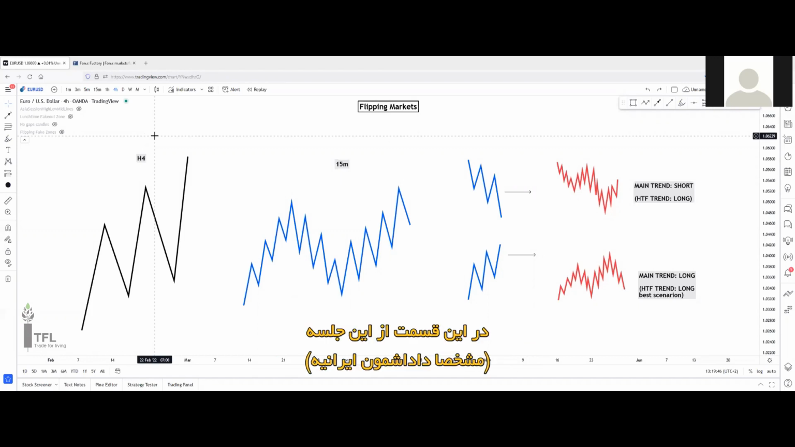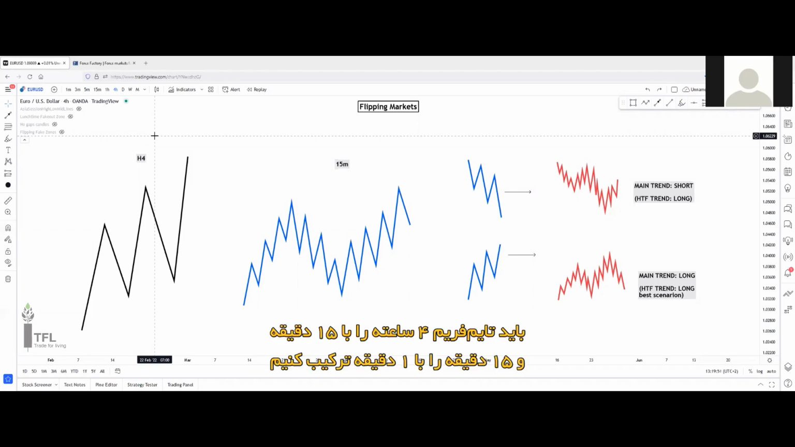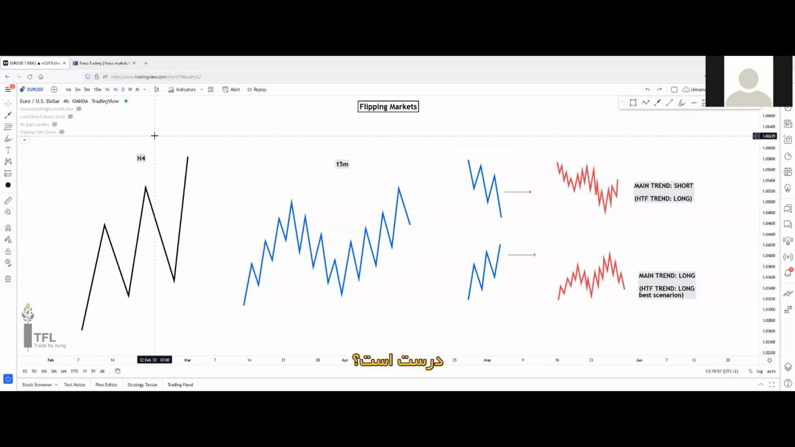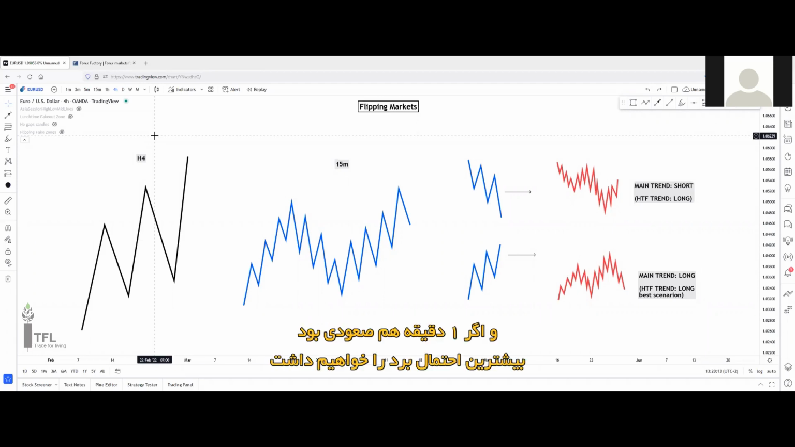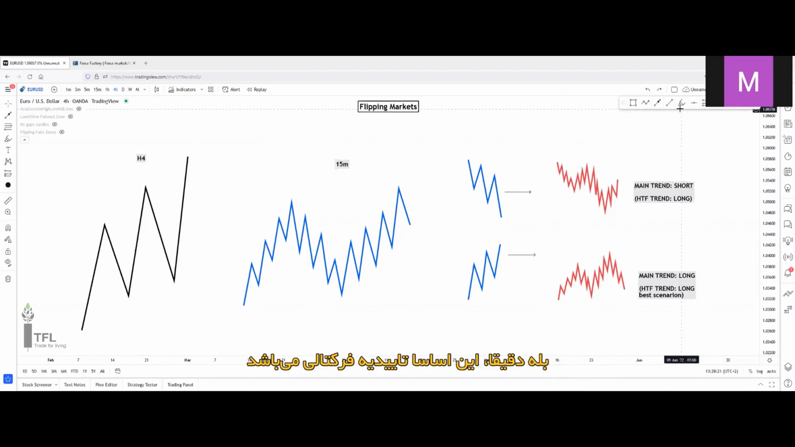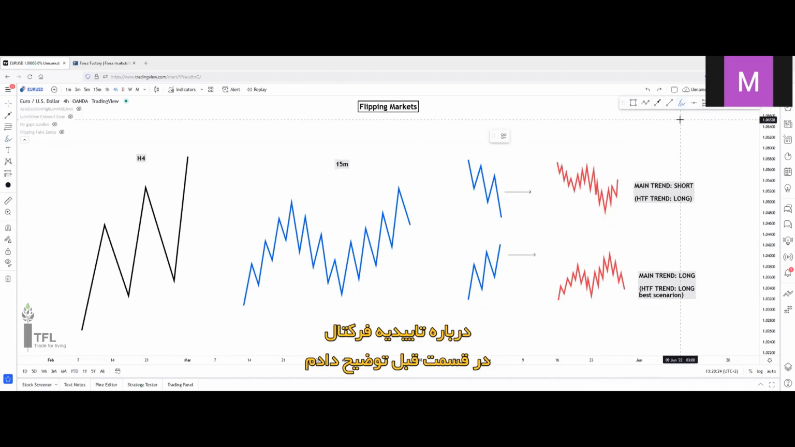In this part of the session, you say we need to combine the 4-hour time frame with the 15-minute and the 15-minute with the 1 minute. That's correct. Meaning when we trade a bullish or bearish trend, the best scenario is when the 4-hour time frame is bullish, the 15 is bullish, and the 1 minute time frame is bullish, high probability. Exactly. That's basically the fractal confirmation. I've talked about this fractal confirmation in the previous sessions.